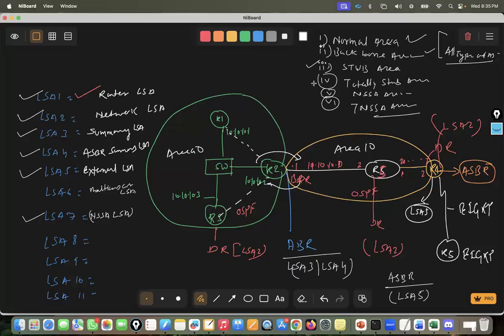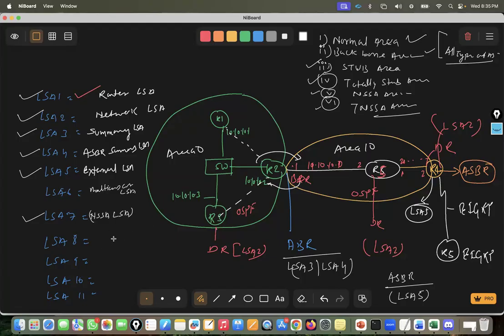But the stub area, totally stub area, NSSA, and totally NSSA have special use cases, and they will accept special types of LSA. I'll explain. LSA 7 is the NSSA LSA, known as the not-so-stubby area. How it is used, I will explain later on. Hold on for the time being.